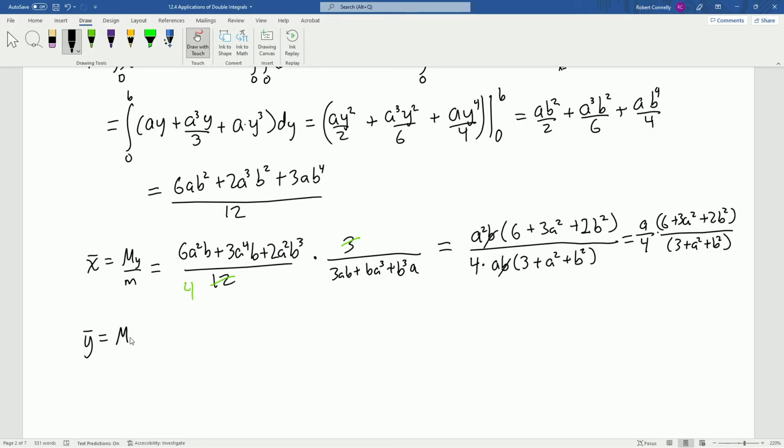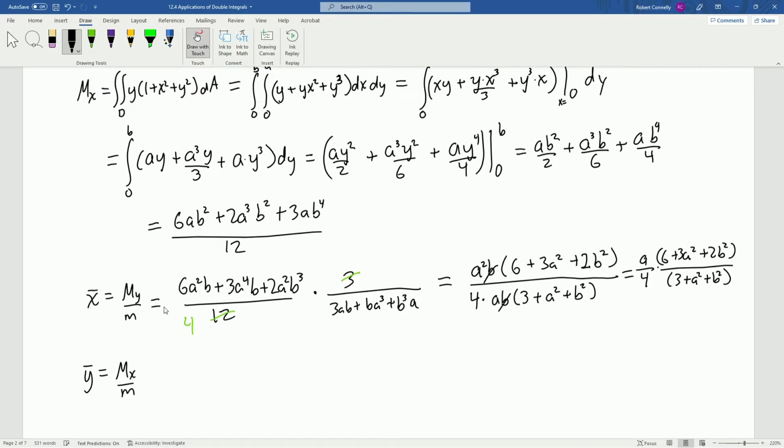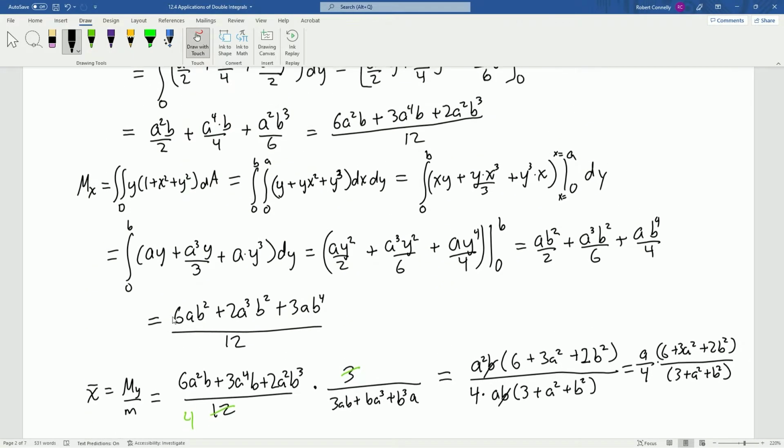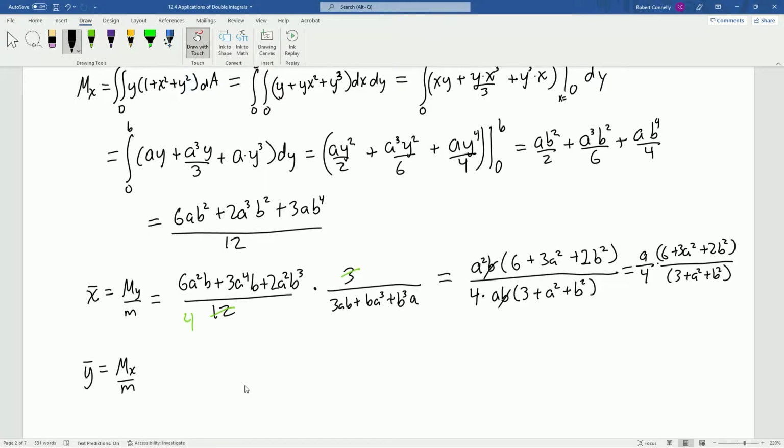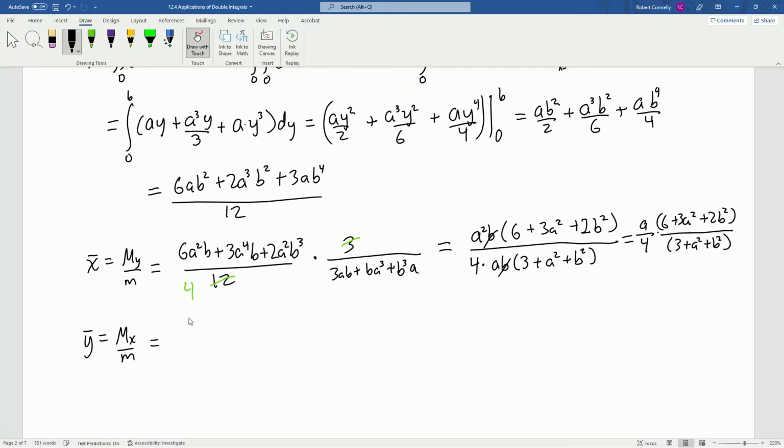Okay, now y bar is going to be the moment about x divided by m. So this is going to be 6ab squared plus 2a cubed b squared plus 3ab to the 4th over 12, times the reciprocal of the mass. Again, 3 over 12 is 1/4.